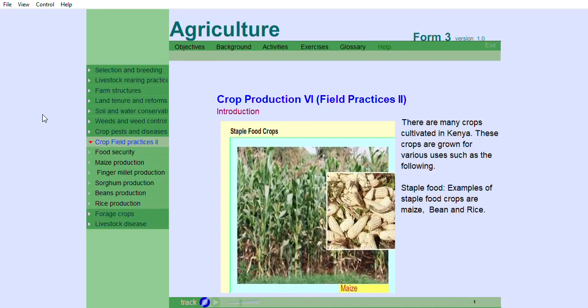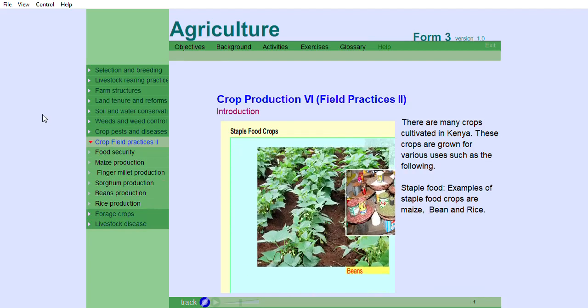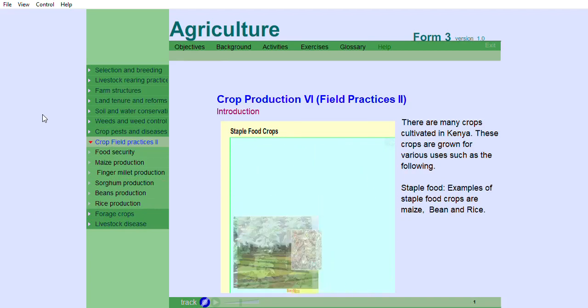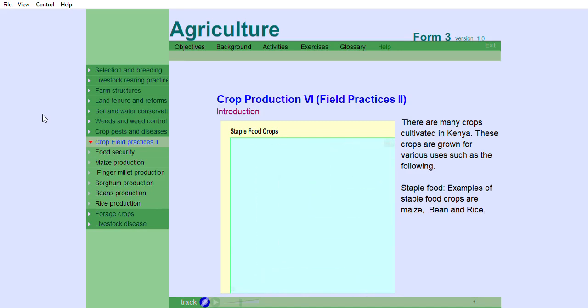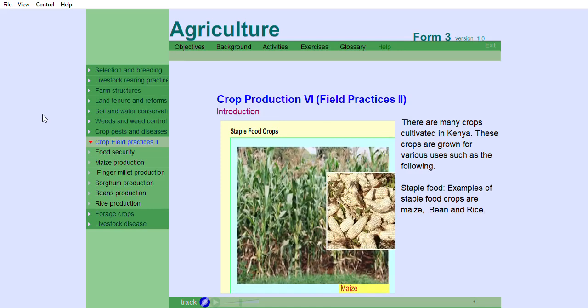Introduction. There are many crops cultivated in Kenya. These crops are grown for various uses, such as the following. Staple food. Examples of staple food crops are maize, beans, and rice.